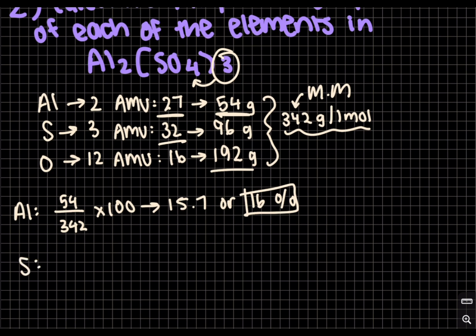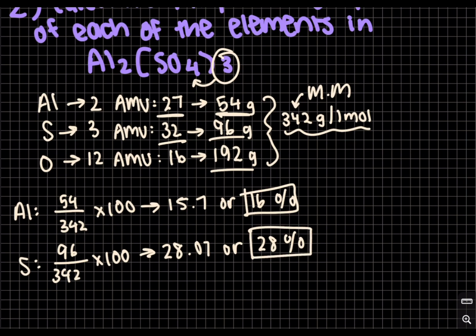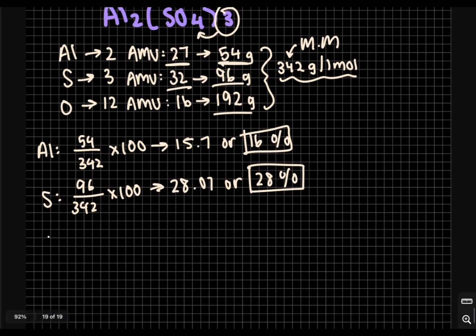try for sulfur, okay? It's the same concept. 96, which was the mass of sulfur itself, over 342 times 100. And you can also do this on your calculator alongside with me to see if you're getting the correct answer. And you should get 28.07, or you can just round down to 28%, or you can write it in actual decimals. It depends on what you or your teacher prefers.